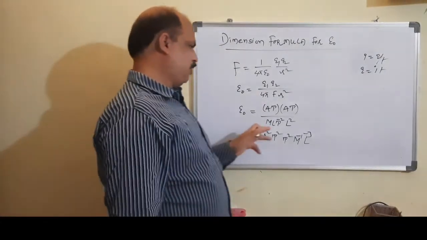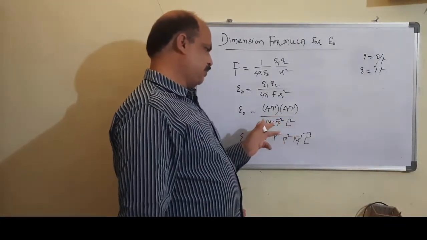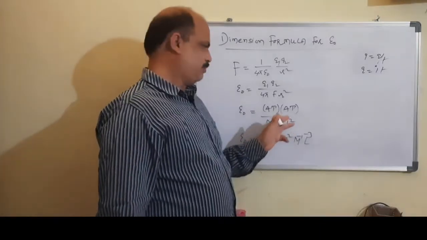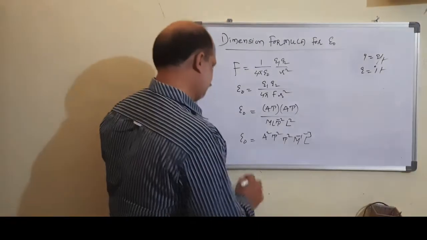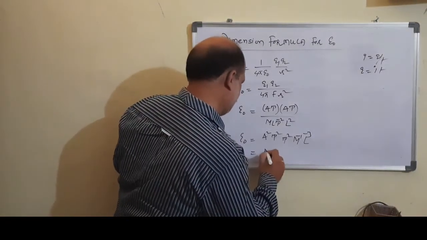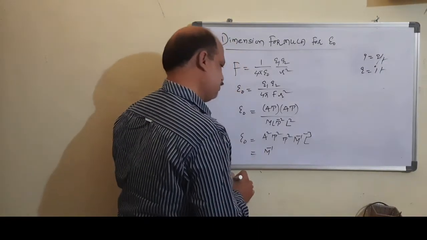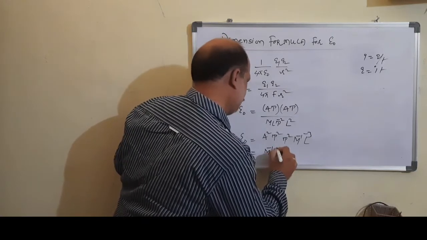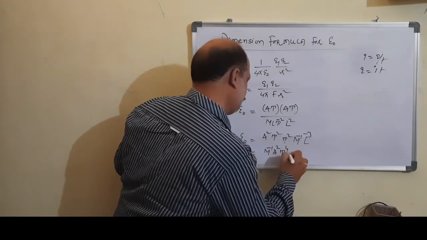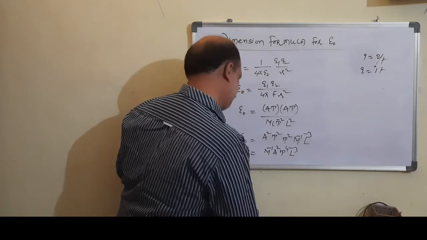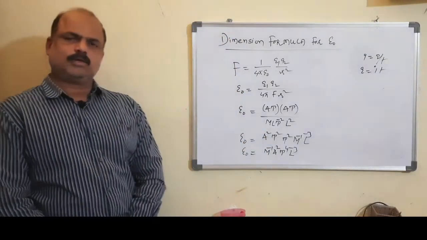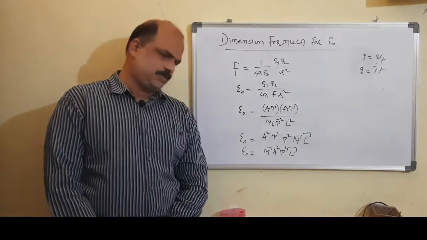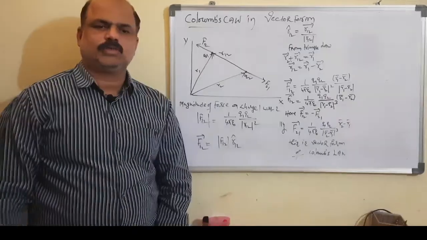So if this L cube is brought to the numerator, then it becomes L to the power of minus 3. So finally what we got here is M to the power of minus 1, A squared, T to the power of 4, L to the power of minus 3. So this is the dimensional formula for permittivity.